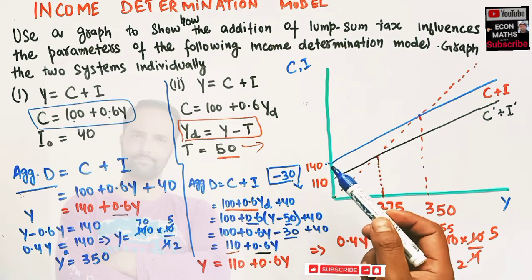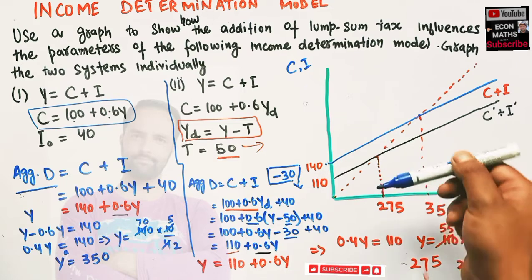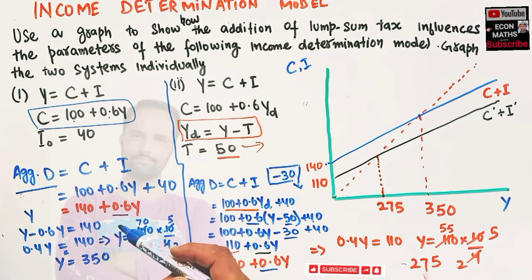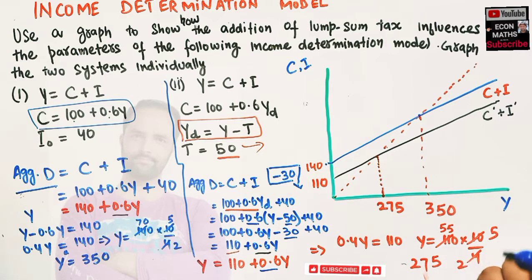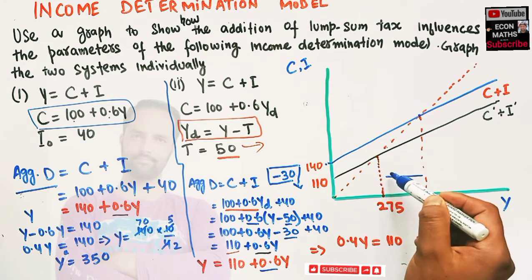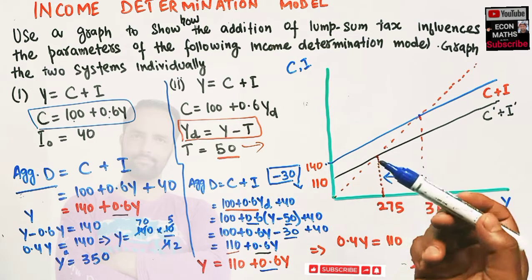The slope is not affected. As I have told you, we can see these are parallel lines because the slope is the same. 0.6 is here, again we have 0.6 here. Also we have seen here that income has fallen from 350 to 275 as a result of the lump sum tax.